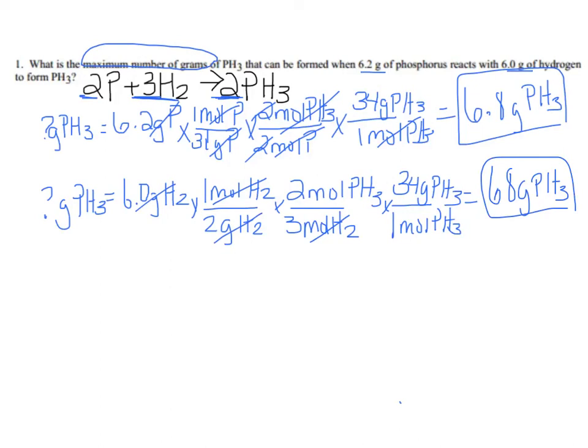So now I look at these two numbers and I decide which one is lower, and 6.8 is lower than 68, so I'm going to say that phosphorus is my limiting reactant, because once we get to 6.8 grams of PH3 produced, we run out of phosphorus, so the hydrogen has nothing left to react with, so it's just there in excess, so hydrogen would be called our excess reactant.